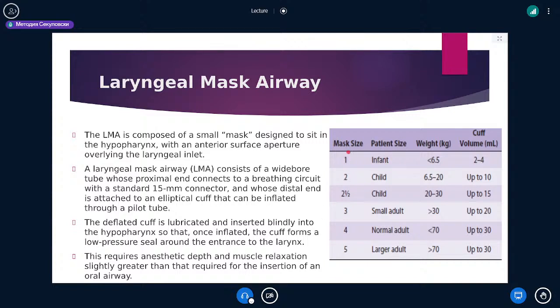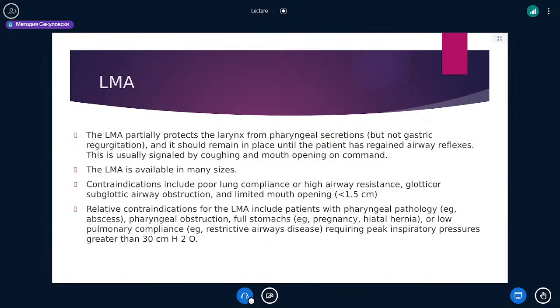On the right of the presentation, you can see the different mask sizes. In the adult patient, larger adults who weigh more than 70 kilograms, we work with mask size 5. And for the infant patient, we work with mask size 1. This is the difference, and these are the mask sizes we have for the patient for the laryngeal mask airway.